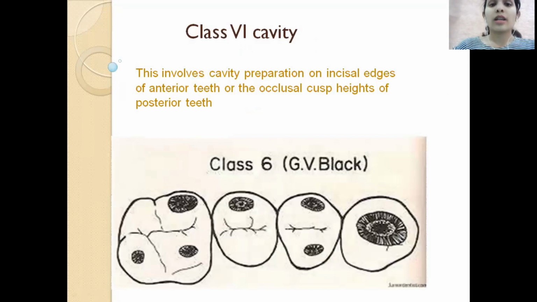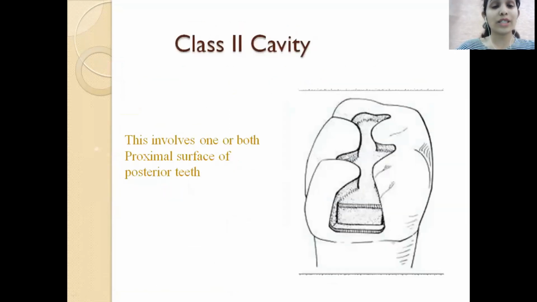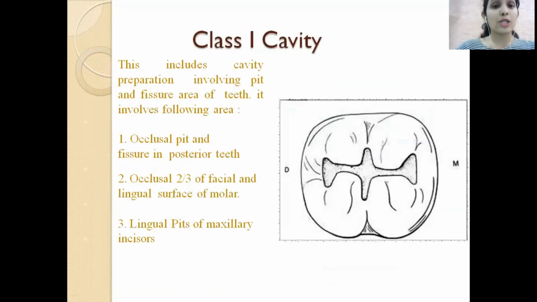Class 6 involves cavity preparation on the incisal edges of anterior teeth or occlusal cusp heights of posterior teeth. So as you can see, the cavity present on the occlusal cusp heights or at the incisal edge is Class 6. Once again, if we go through it, very important. Class 1 involves pit and fissure areas of the teeth, including occlusal pits and fissures in posterior teeth, occlusal two-thirds of the facial and lingual surfaces of molars, and lingual pits of maxillary incisors.